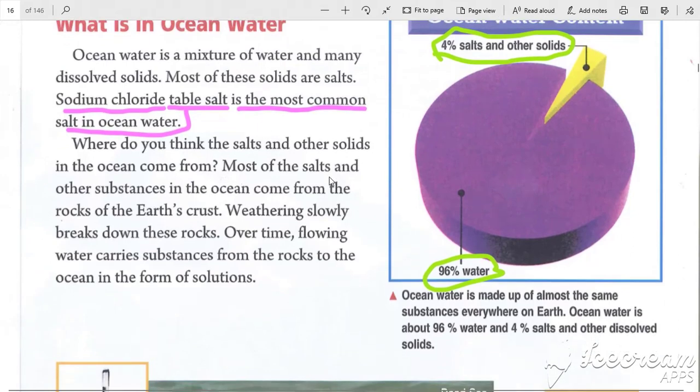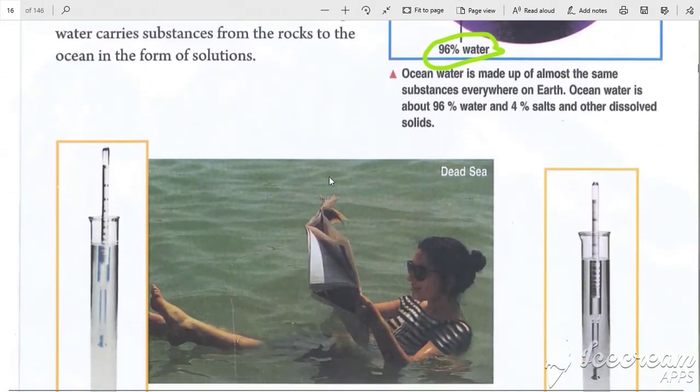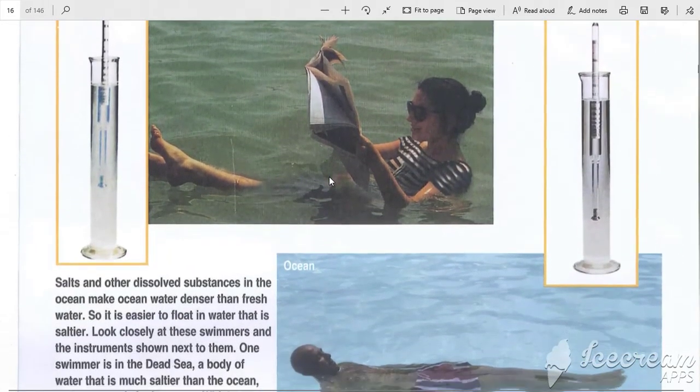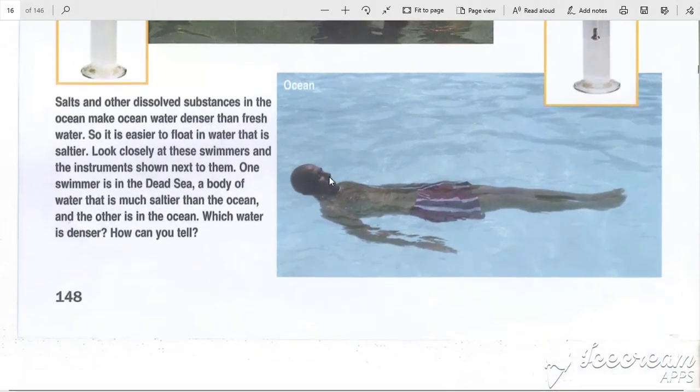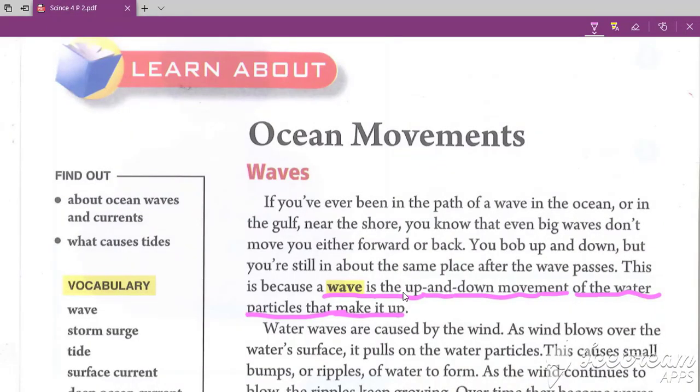Let's go to a new page. Please open your science book, page 152, ocean movement. Ocean movement includes waves, tides, and currents. Today we will review just waves. Waves are one type of ocean movement. Let's know what a wave is.